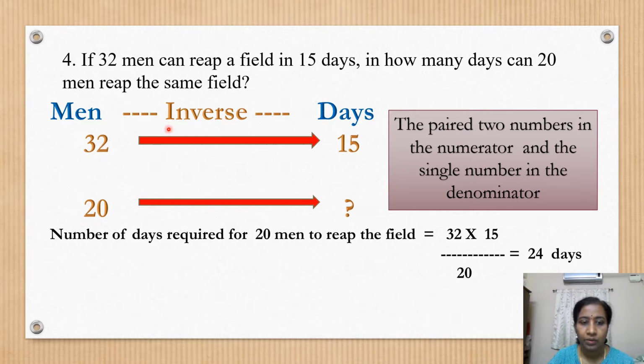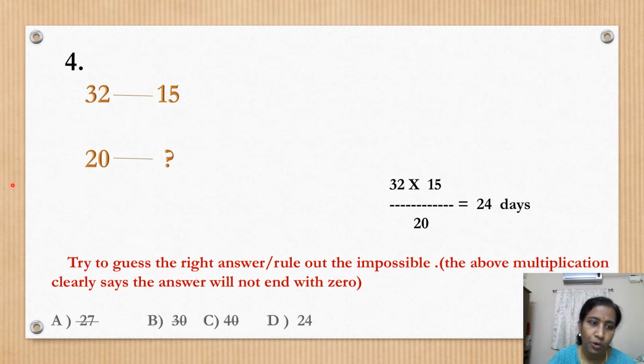I repeat, find out if it is direct or inverse. This problem is inverse. So you just put two straight lines in between and the two connected numbers in the numerator, one single number in the denominator, and you get the answer in 24 days. And in the exam, how you write is just 1, 2, 3, 4. The three numbers and the question mark so that you can multiply and get the answer quickly. Here again, you can guess the answer. 5 into 2 is 10, 0. That 0 and this 0 will get cancelled. So you will not get an answer ending with 0. And this is how you guess the answer.